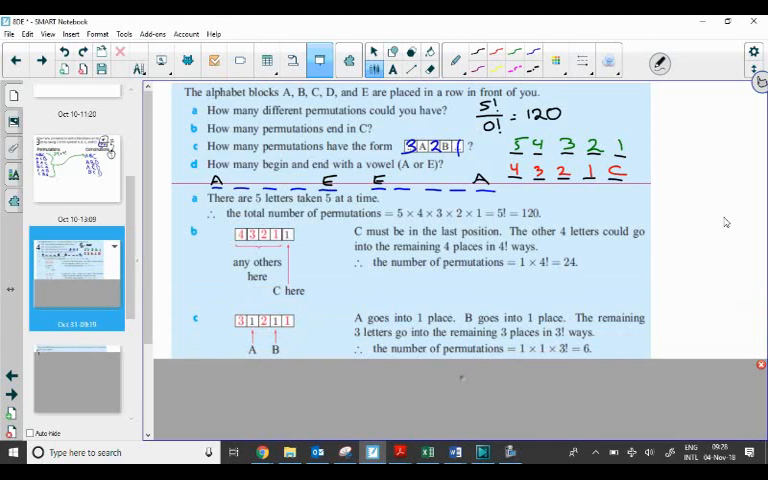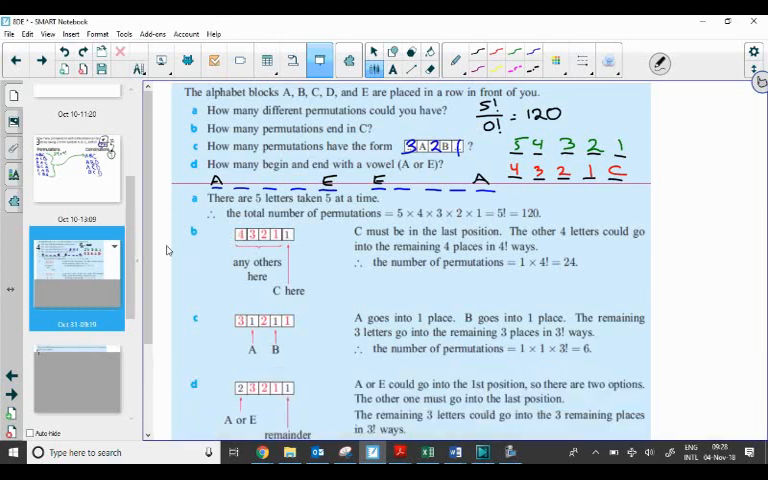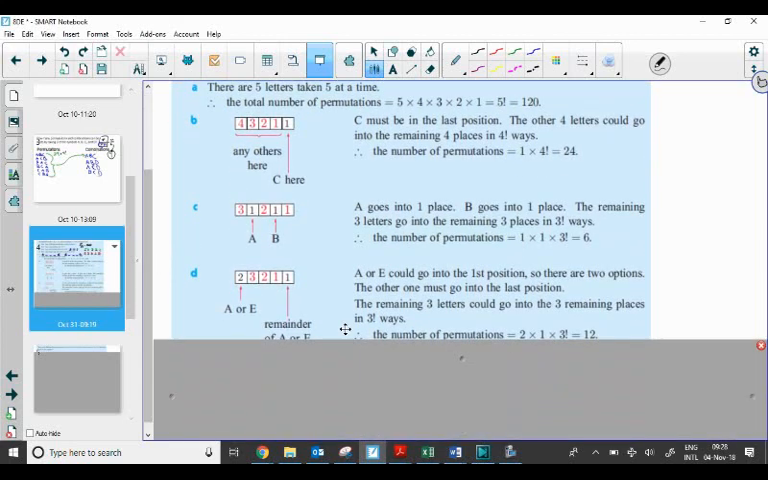And for letter D, we know that the 5 letters have to begin and end with a vowel, but we don't know what order those vowels need to be in, so we need to consider both A in the beginning as well as E in the beginning. Both scenarios are going to have 3 blanks left over, so they're each going to have 3 factorial or 6 different permutations associated with them. So the grand total here should be 6 plus 6, which is 12.